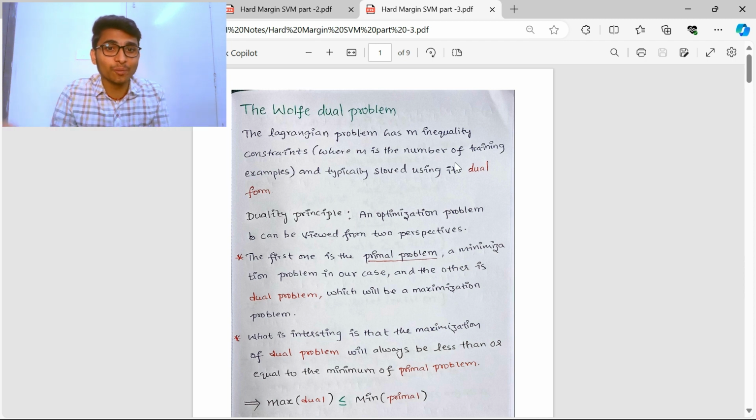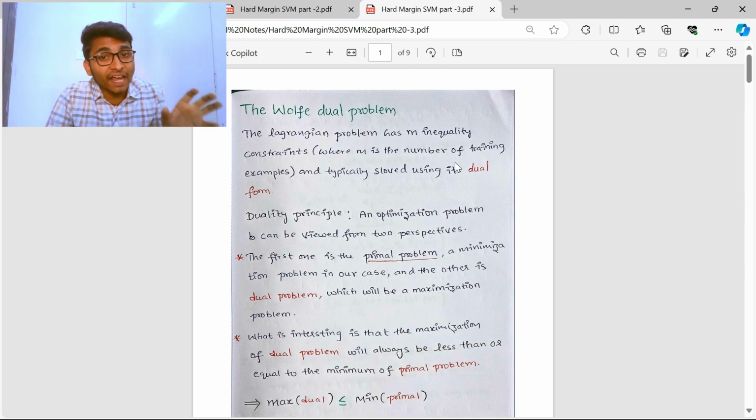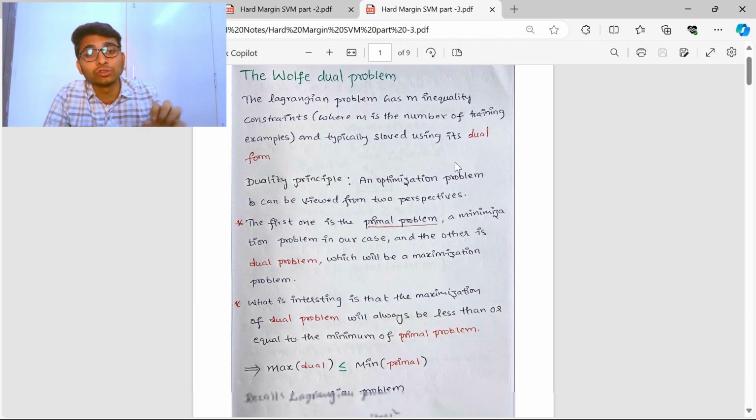The Wolfe dual problem. The Lagrangian problem has m inequality constraints, right? Where m is the number of training examples, as I told you before, and it is typically solved using its dual problem. If the Lagrangian problem has m inequality constraints, we will be using the dual form to solve it.